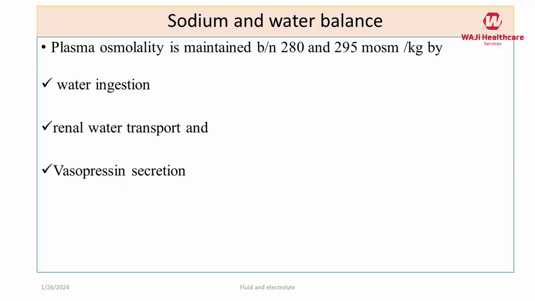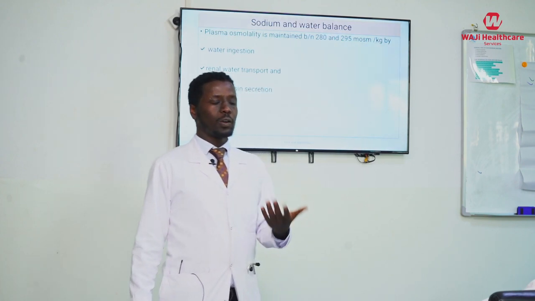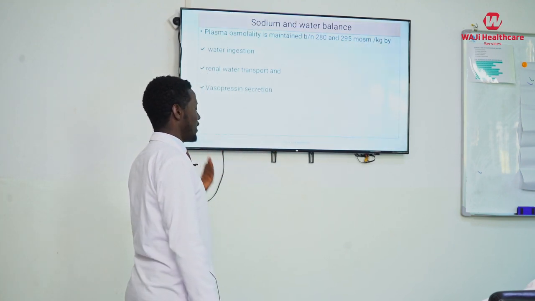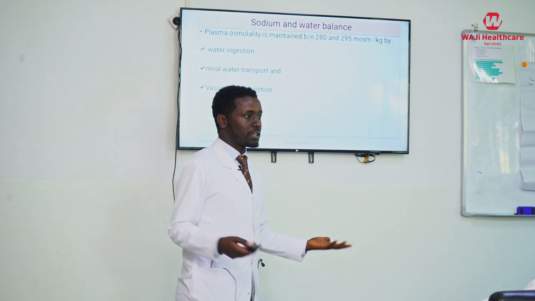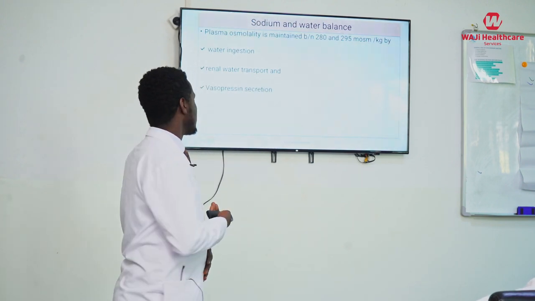So these three things work integrally to determine our body fluid component and electrolyte balance. Any derangement in water ingestion, or in the kidney, or anything affecting vasopressin secretion, like, as you know, diabetes insipidus, will cause fluid and electrolyte imbalance.